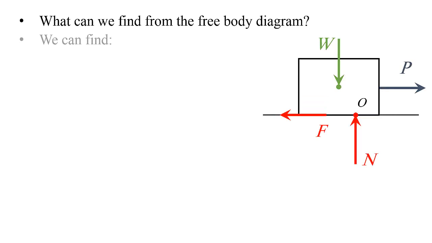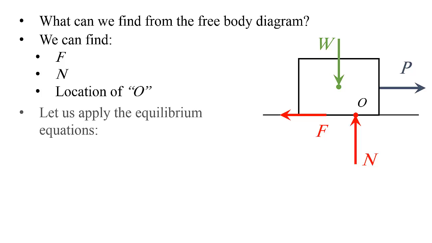Alright, this is the free body diagram. What can we find? Let's see. We can find F, we can find N, and we can find the location of point O. But how? Well, we can use our old trick, which is the equilibrium equations: summation of the forces in the x, summation of the forces in the y direction, and the summation of the moments about a point. Because just before sliding, this box is in equilibrium.